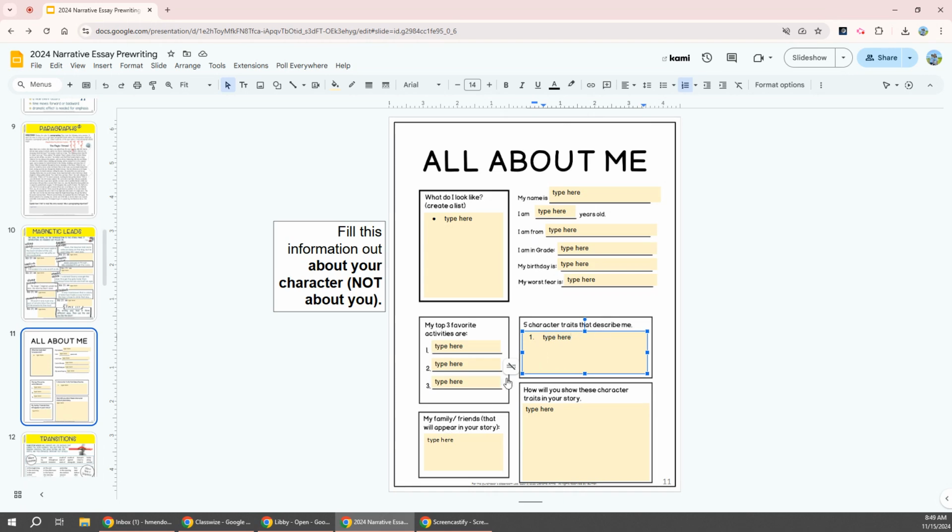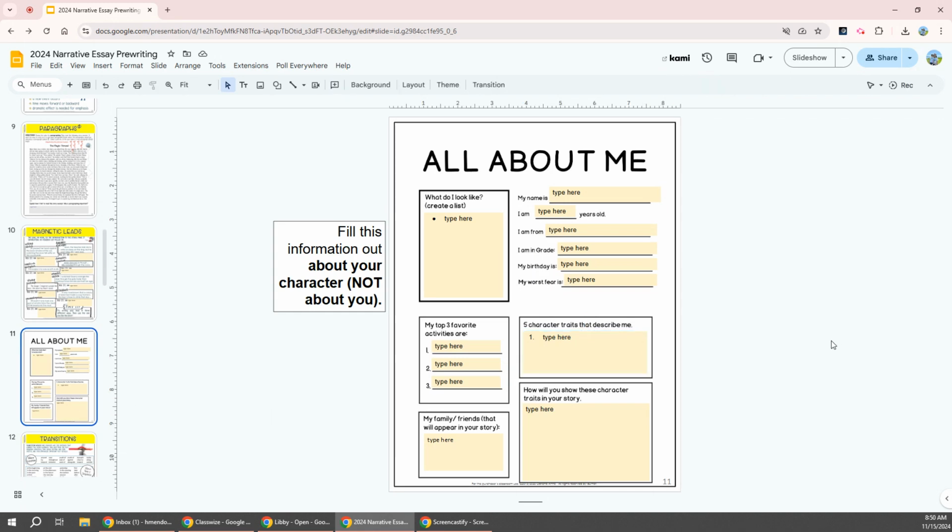The last 2 down here at the bottom, my family or friends that will appear in the story, and how will you, as the writer, show these character traits, the ones that you listed up here, how will you show them in your story? So if your character is brave, how are you going to show that they're brave? If they are shy, how are you going to show that they're shy?